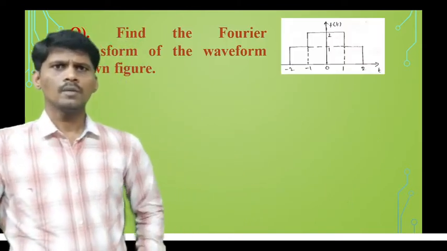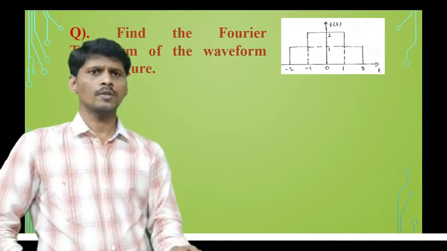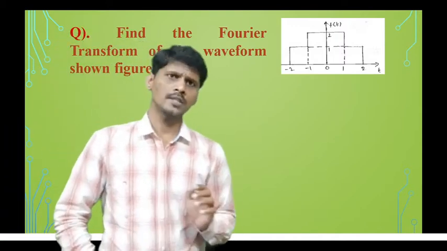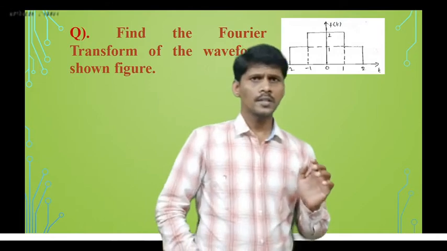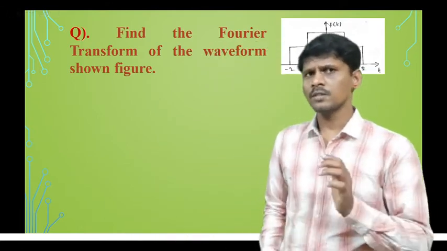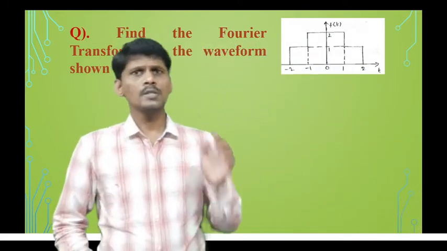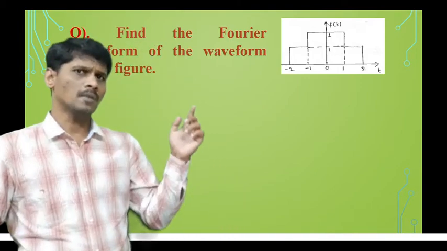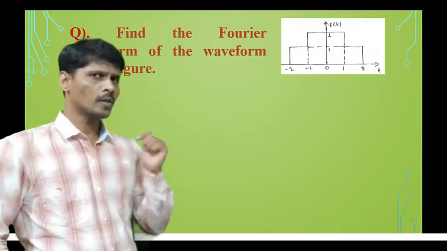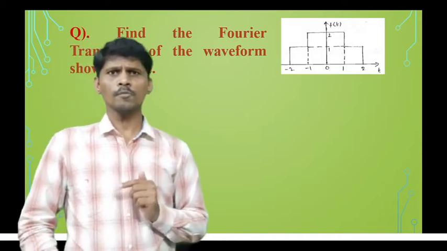Next example. Find the Fourier transform of the waveform shown in the figure, and this is the given waveform. Similarly, this example can also be determined in two methods. One method is using the definition of the Fourier transform, and the second one is using the time shifting property of the Fourier transform. In the previous class we discussed the second method, using the time shifting property. In this example, we are going to discuss the first method. What is the first method? Using the definition of Fourier transform.